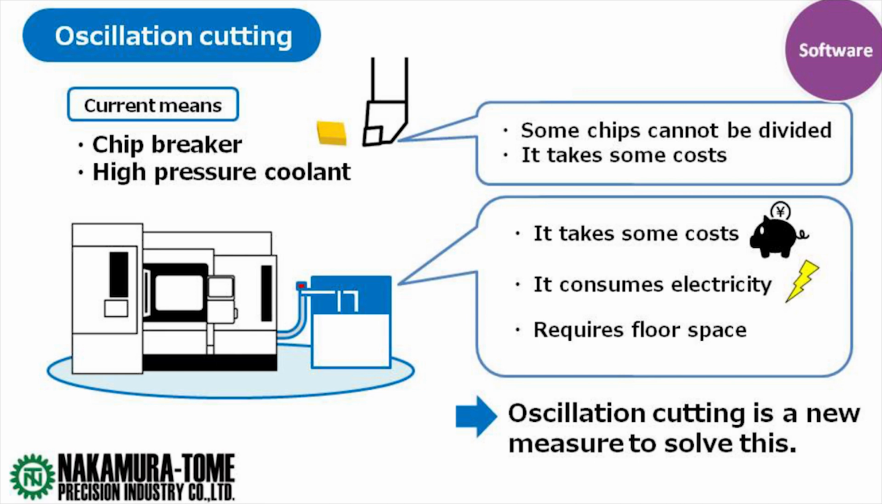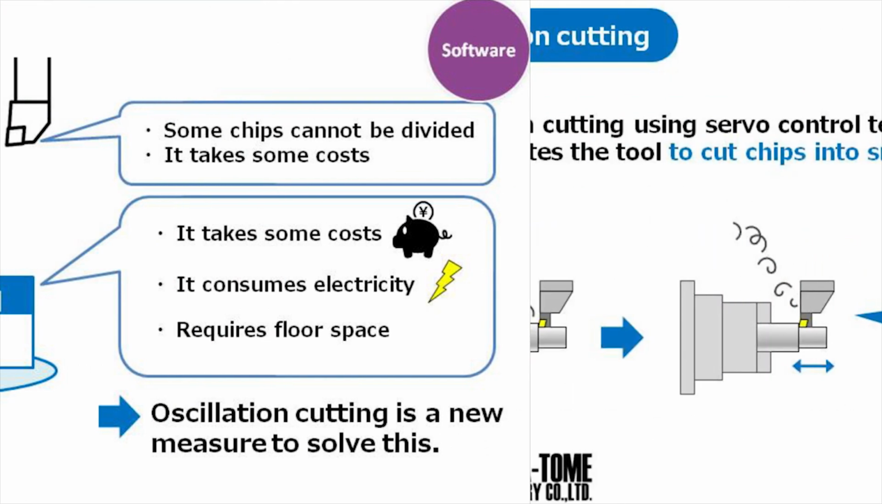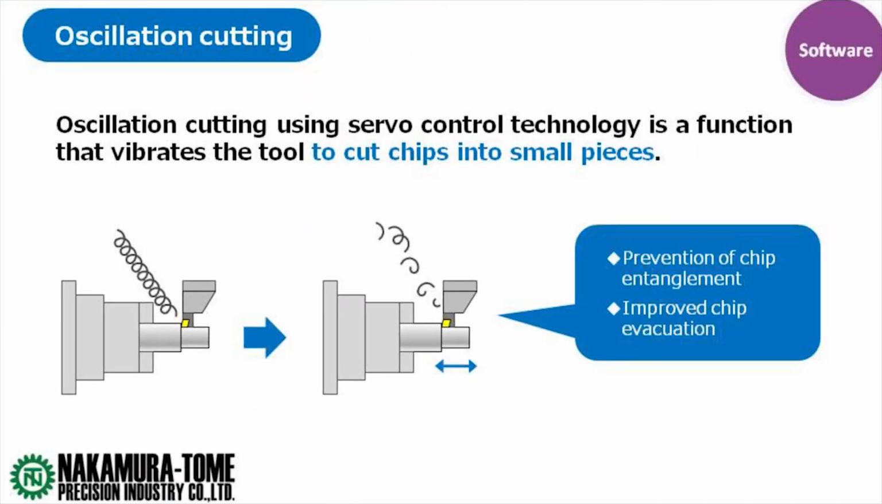Sometimes we face cutting chips that cannot be broken by chip breakers. High-pressure coolant equipment takes up a lot of space in a factory, and it consumes a large amount of electricity. Oscillation cutting will be another option to solve the cutting chip problem. Oscillation cutting is a function that breaks up chips by vibrating the tool.